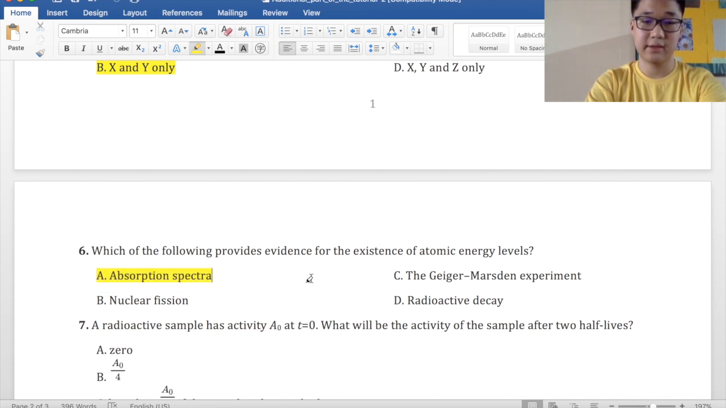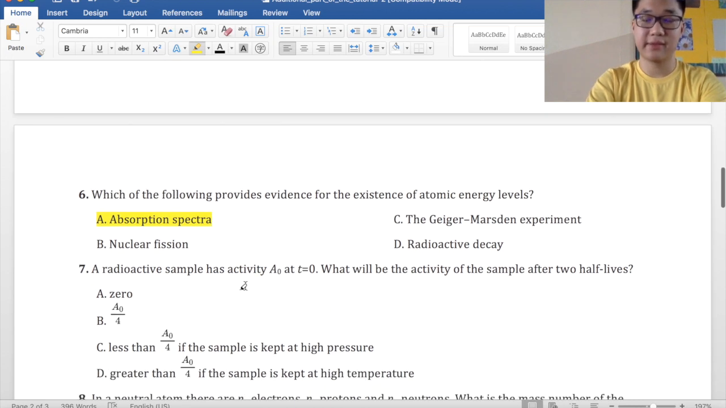Oopsie, I didn't highlight that all. There we go. So this is because the absorption spectra is the colors we see, and there is a change of colors when there is a change of atomic energy levels. That's why 6A is the answer.